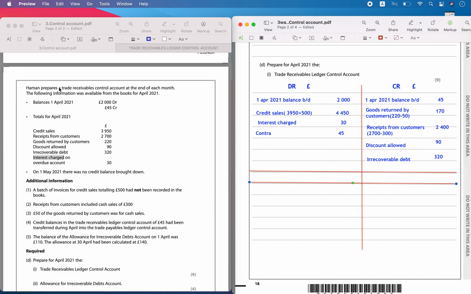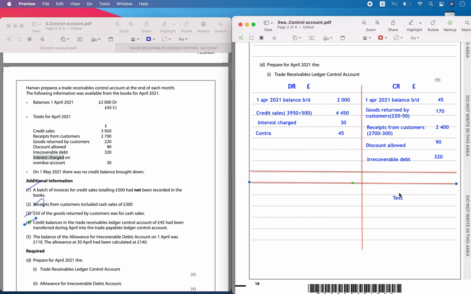So you have to check whether everything has been included. This fifth one, okay, everything has been adjusted. So the fifth one was the irrecoverable debt account. So this information is for the next one, probably for the allowance for irrecoverable debt account preparation. So here we are supposed to include the balance.